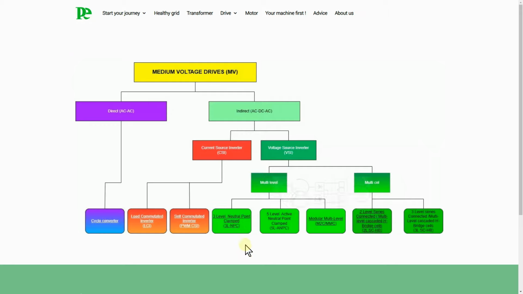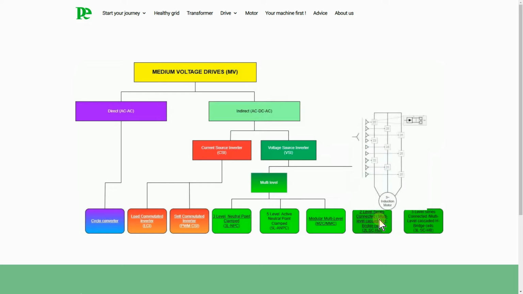Because of the possibility of using a common DC link, the modular multi-level voltage drive, M2C or MMC, is also considered part of the multi-level topology. The multi-cell topology is characterized using cascading power cells that are supplied by an AC voltage derived from the secondary of an integrated multi-winding transformer. So there is no common DC link in this case.